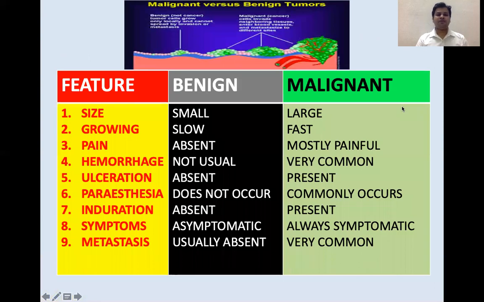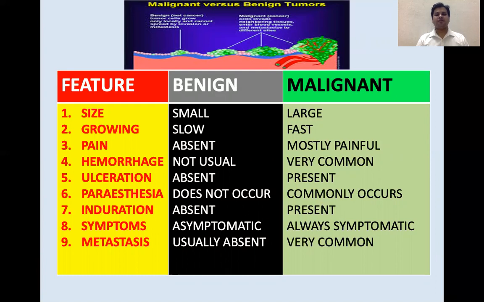Now, the difference between the clinical features of benign and malignant tumors. Size: malignant tumors are large while benign tumors are small. Growth is slow in benign tumors while fast in malignant tumors. Pain is present in malignant tumors while absent in benign tumors. Hemorrhage is very common in malignant but not usual in benign tumors. Ulceration is absent in benign tumors while present in malignant.